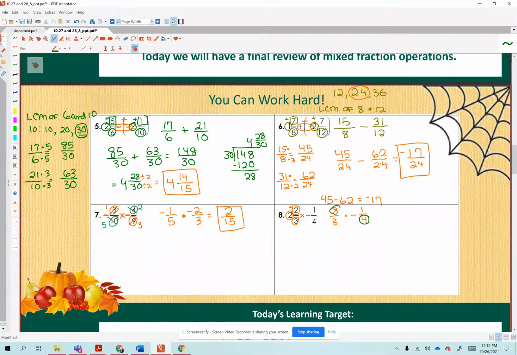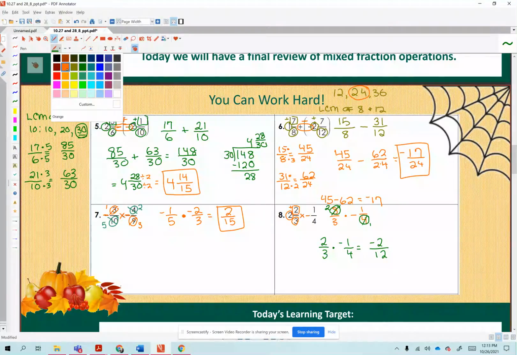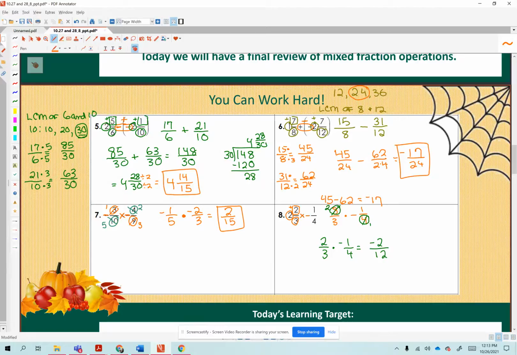And when I look for opportunities to simplify, I see that 4 is a factor of 4 and a factor of 8. So if I divide 4 by 4, I get 1. If I divide 8 by 4, I get 2. So now I can rewrite this problem as 2/3 times negative 1/4. And when I multiply 2 times that negative 1, I have negative 2. 3 times 4 is 12. Now I'm not finished yet because I see that I can simplify my answer even further. Oh, you know what? I made a mistake. Let's fix that.